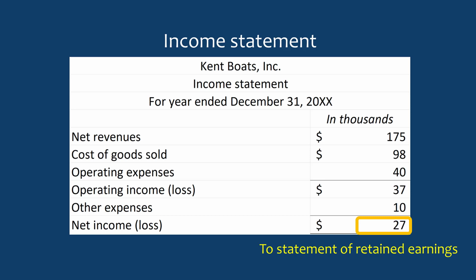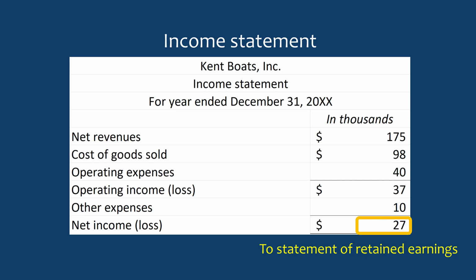So a single-step income statement lists all the revenues together under a heading such as revenues or revenues and gains. The expenses are listed together in a single category entitled expenses or expenses and losses. So a multi-step income statement reports a number of subtotals to highlight important relationships.